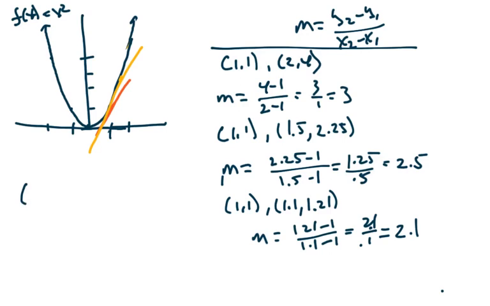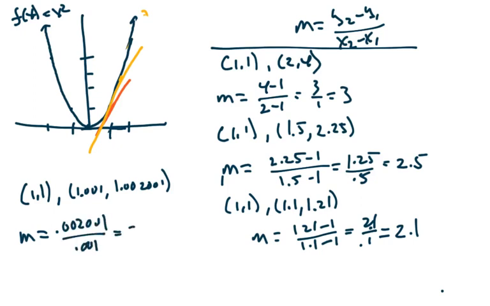Well, why not get even closer? If I do have my initial point of 1.1, what if I chose 1.001? That is so close that there's not a whole lot of room in between the two. And you can see the y value is there. When I calculate this, it gives me this value, which comes out to be 2.001. So I've used 3 successive points here that are getting closer and closer to the target point that I want, which is (1, 1), so that I can find out the slope of this tangent line.